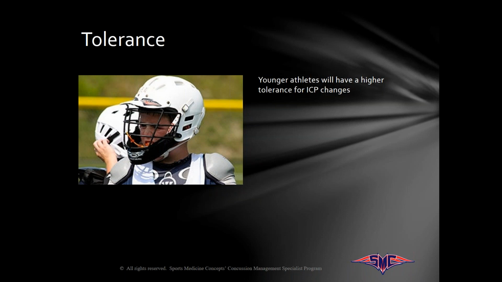And by the way, the literature is fairly clear in terms of defining a young athlete, which is quite interesting. Because we would think of that as being youth athletics, when in fact, all the way up through high school, 18 years and younger are considered youth, young athletes, as far as the literature is concerned on traumatic brain injury.